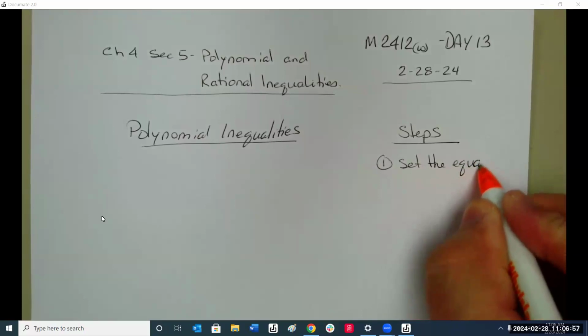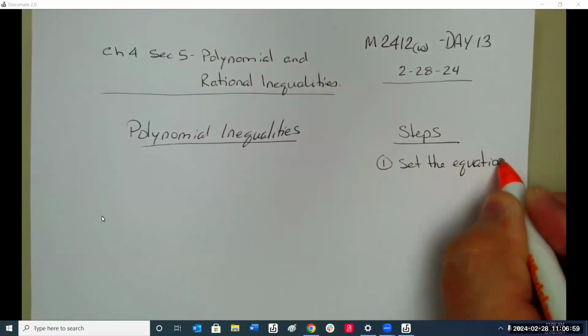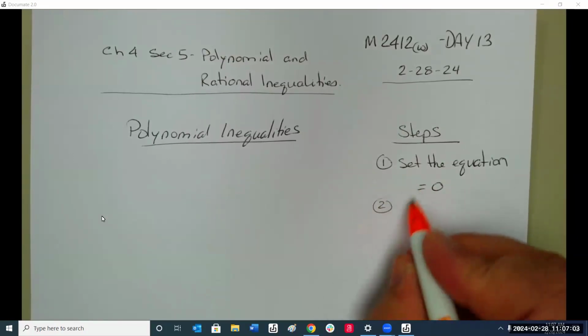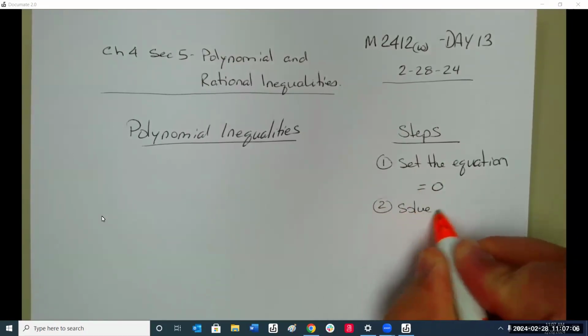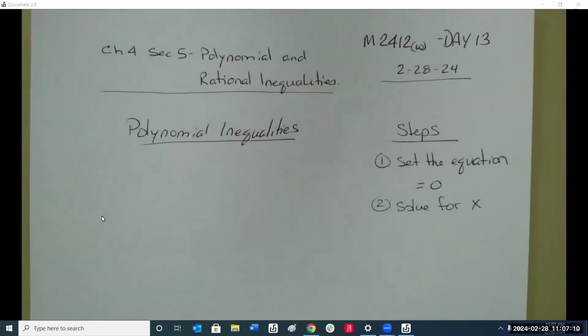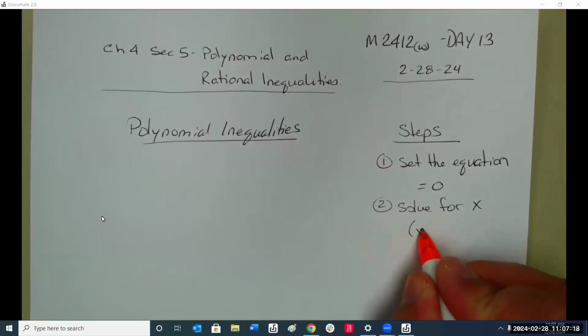Set the equation equal to 0. Solve for x. When you set it equal to 0 and solve for x, what does that find for you? What are those x values that you're finding? The intercepts. These are the x-intercepts.